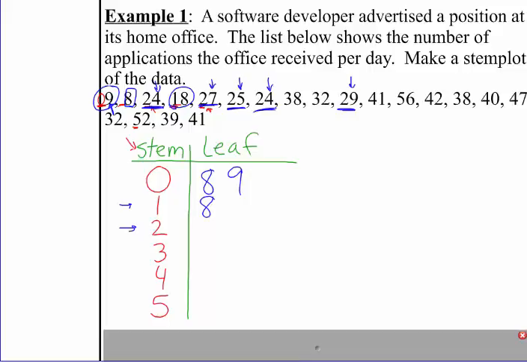So the smallest is a 4, and I have 2 of them. Then a 5, 7, and a 9. So make sure those numbers are in order. They must be in order.